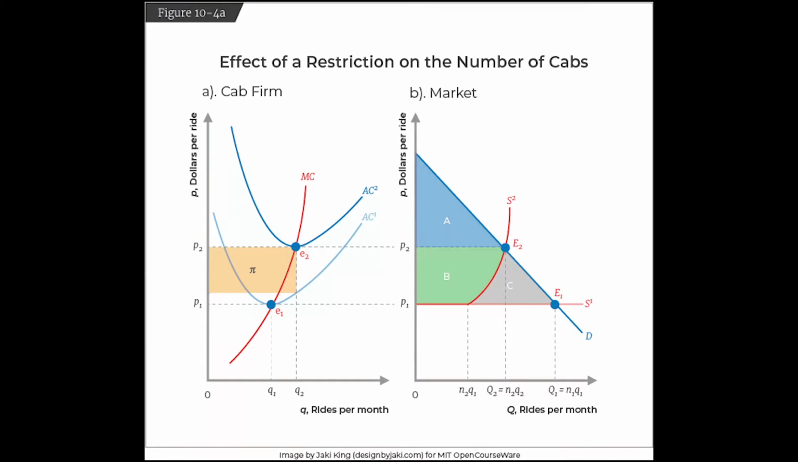Well, up to little n2 times q1, nothing's changed. Each cab company used to provide little q1 rides at a price p1. So up to the point little n2, little q1, we're on the same supply curve we used to be on. But then things change. Why do they change? Because now let's say riders want more than little n2, q1. Well, you can't deal with that by entry. You have to deal with that by the existing cab drivers working more. But if they work more, supply curve is upward sloping, because now marginal costs can be rising.